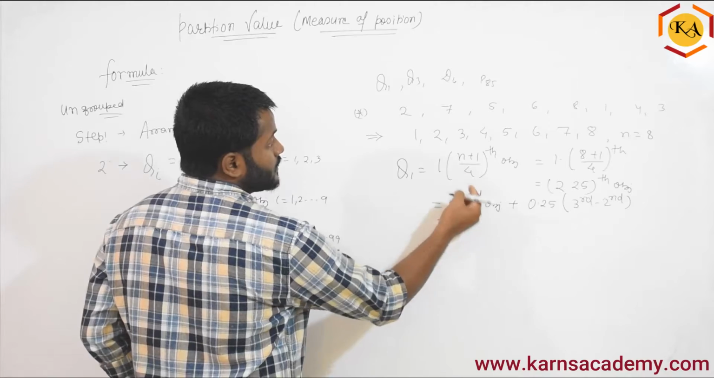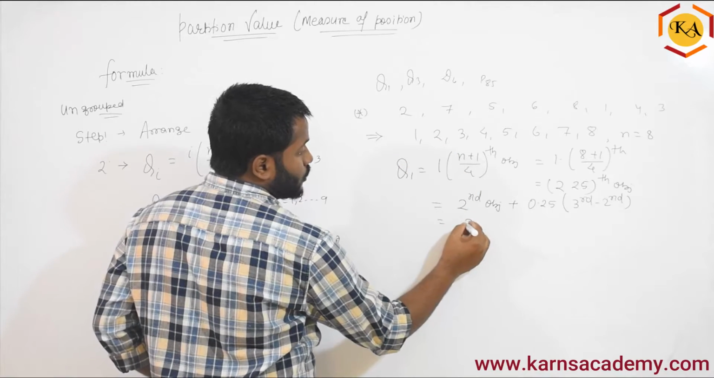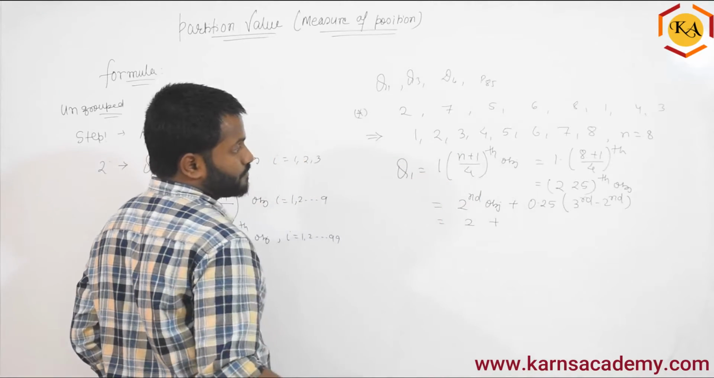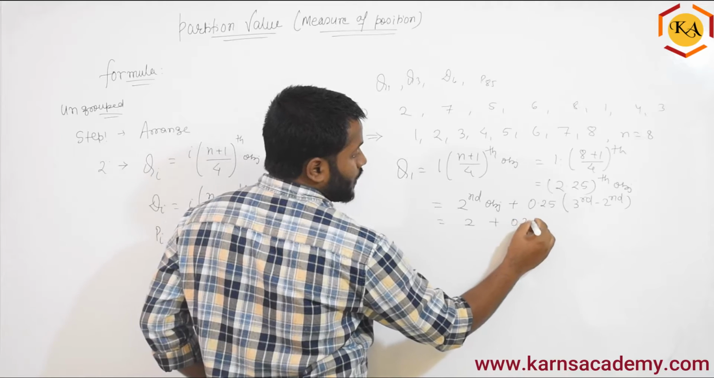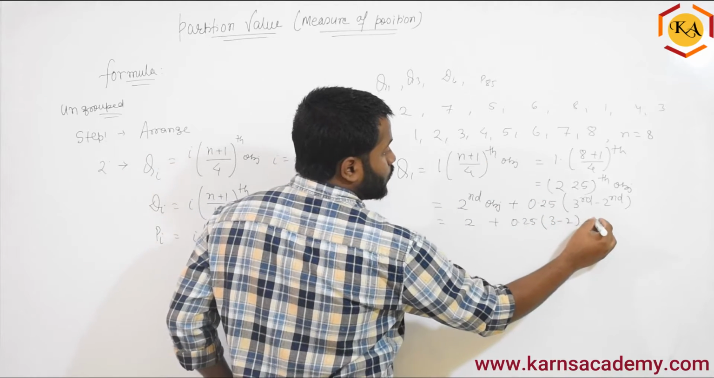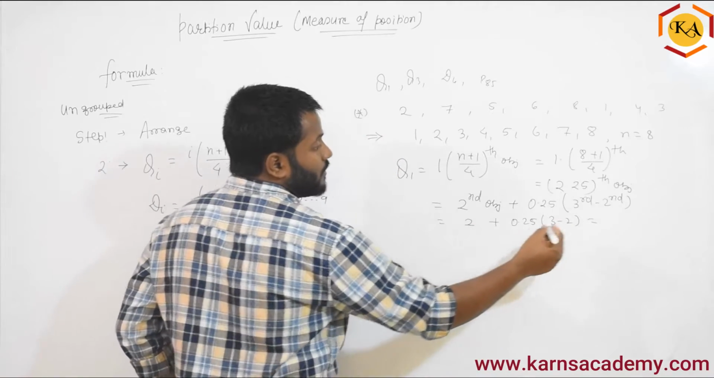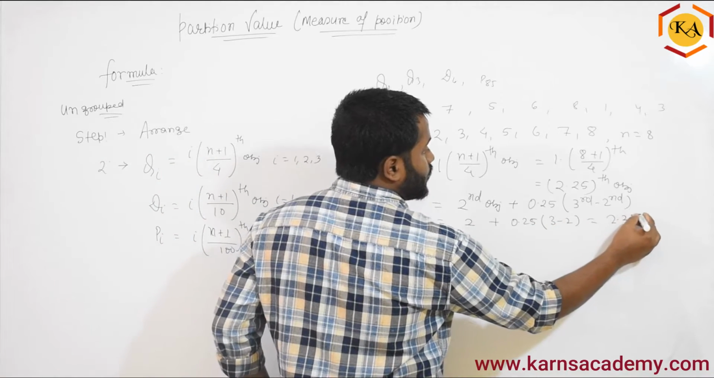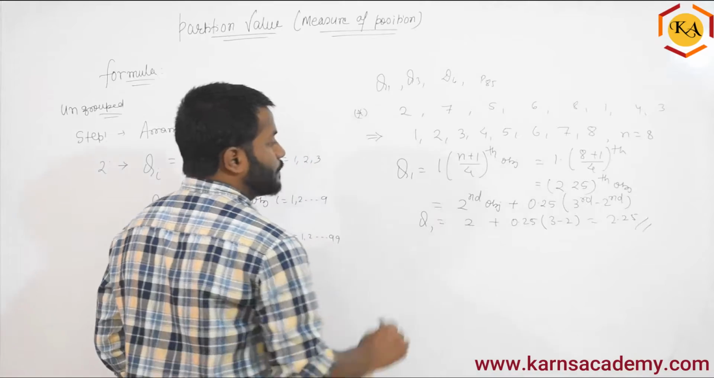So how does it work? Second observation is what? 2, plus 0.25 times the third observation, which is 3 minus 2, which is nothing but 1, into 2.5. So finally you are getting 2.25 as Q1.